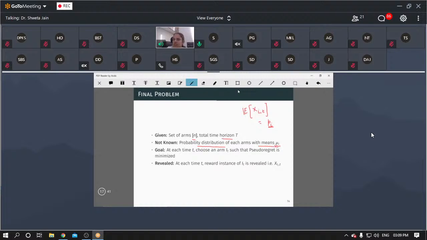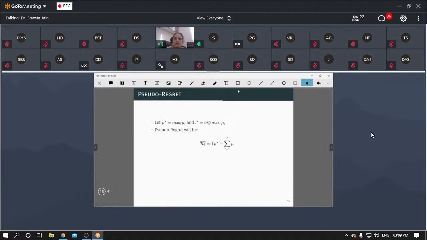We generally represent it by mu, so let's just go with mu_i's. So you don't know these means, but they are there. This is how your rewards are generated. And what is your goal? You want the pseudo regret to be minimized. We chose pseudo regret because it's simple. And what is revealed is that at each time t, you pulled the arm I_t, so you get the reward x_{I_t,t}. This is what is revealed. And how do you make the decision about I_{t+1}? You see whatever rewards you have gotten so far and somehow you make the decision. That's up to your algorithm.